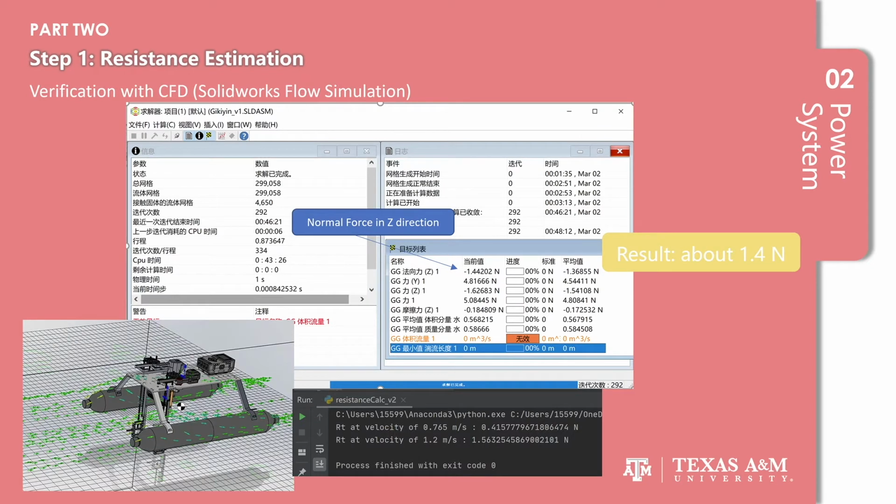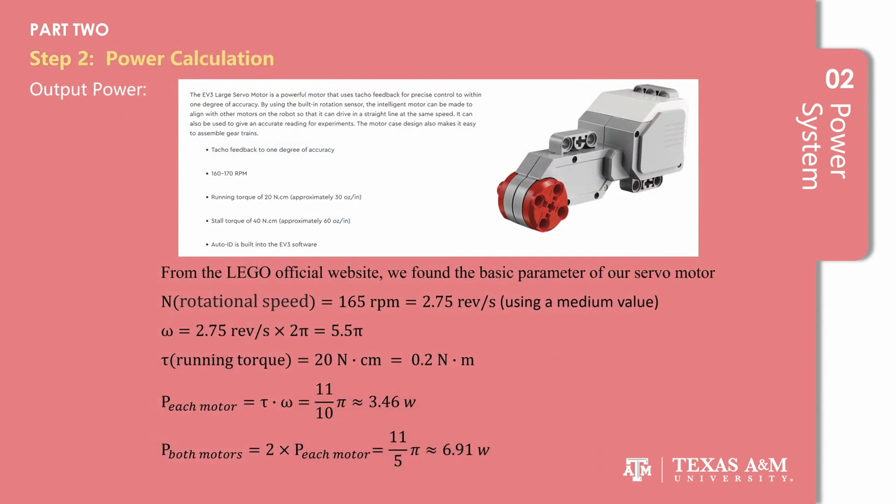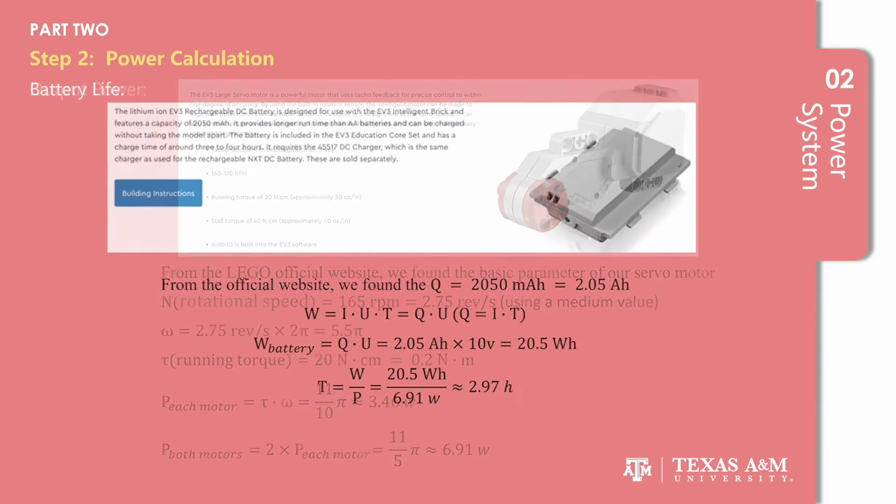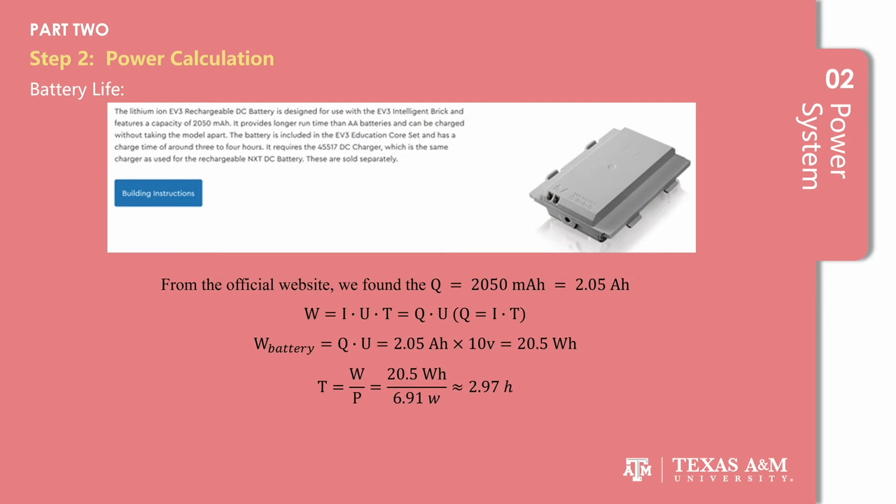To verify the calculation result again, we also used the free surface flow simulation in SolidWorks to simulate our boat's working condition and solve for the resistance of our boat. The result is about 1.4 newtons, which is relatively close to the result of our Python script. From the LEGO official website, we found the basic parameters of our servo model, and we calculated the output power of our boat. Also from the official website, we can make a rough calculation of battery life.